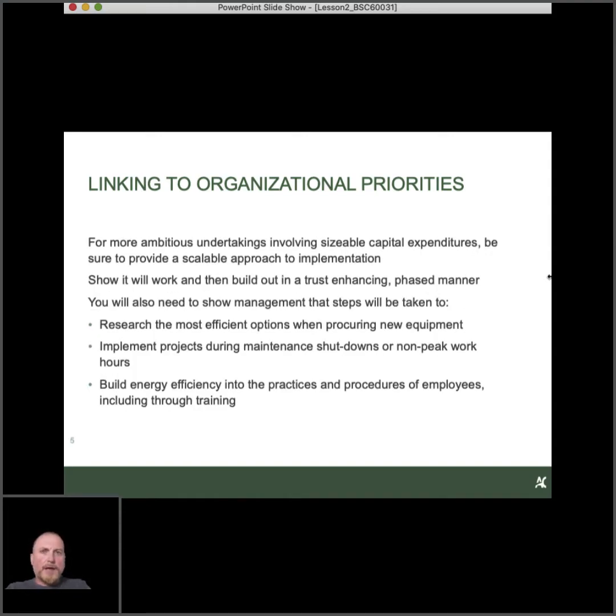Whenever there's sizable capital expenditures, you might often have to scale it. Even for large organizations, they might not be able to adopt all of your suggestions at one time. It might be that you're going to have to phase it over a number of years to implement everything that you're proposing for the organization.